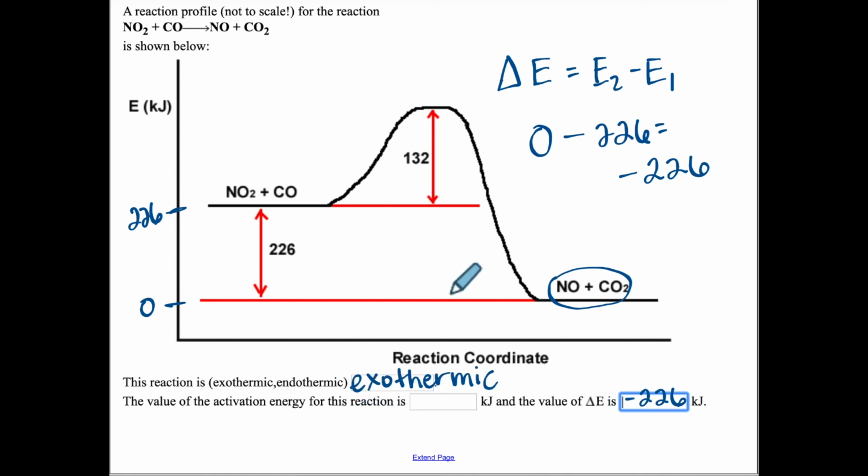And anytime delta E is negative, the reaction is going to be exothermic. And then you will look on the graph to find the number for the activation energy. In that case, that is this right here. So 132 kilojoules is the activation energy.